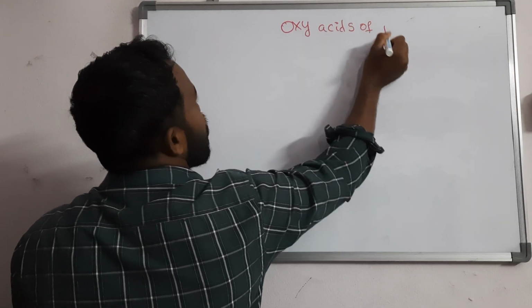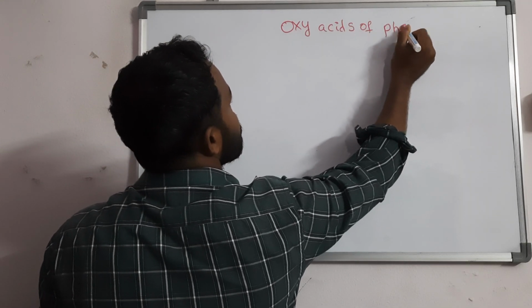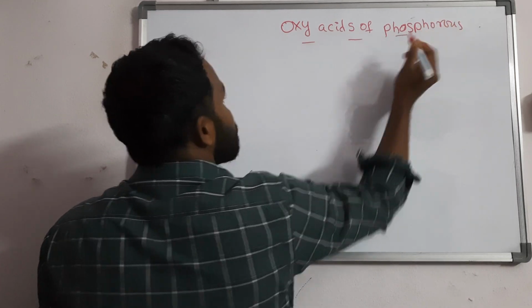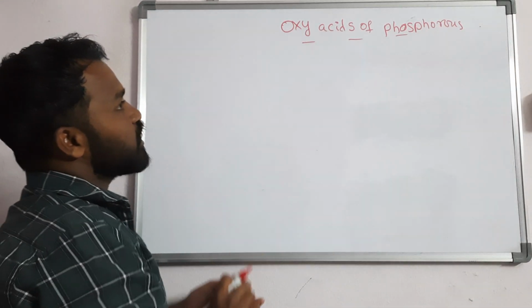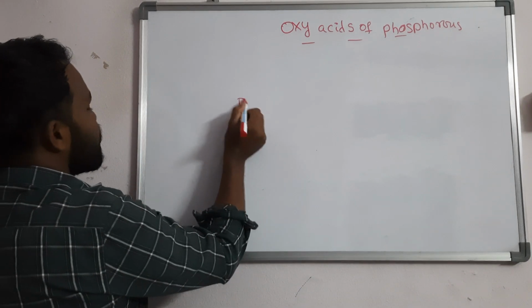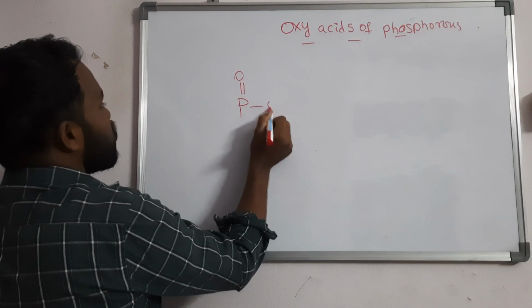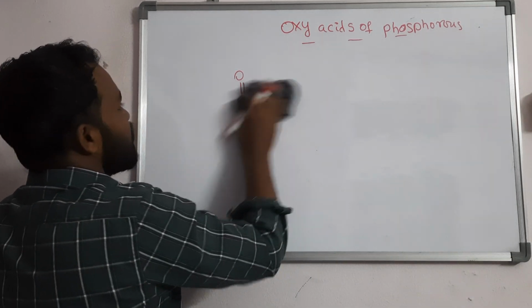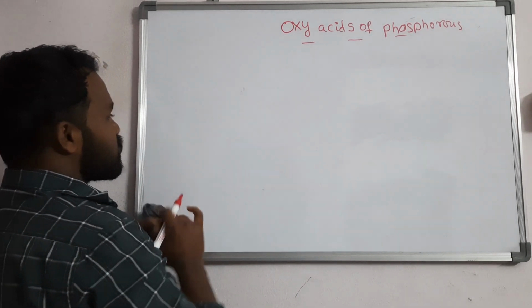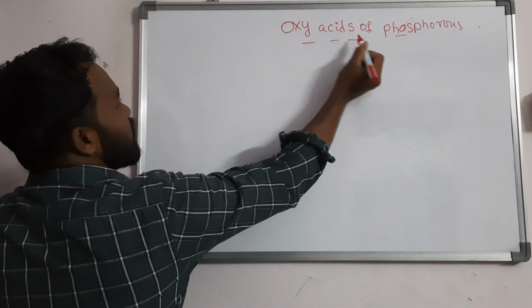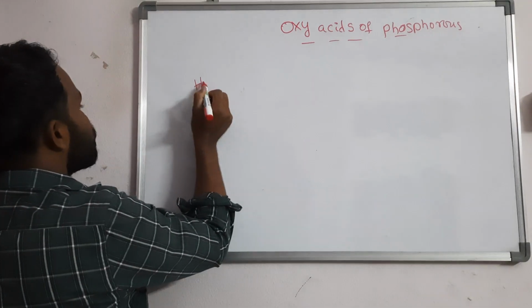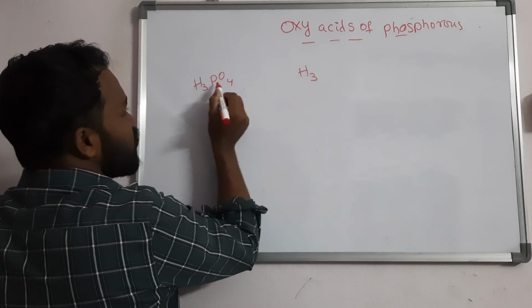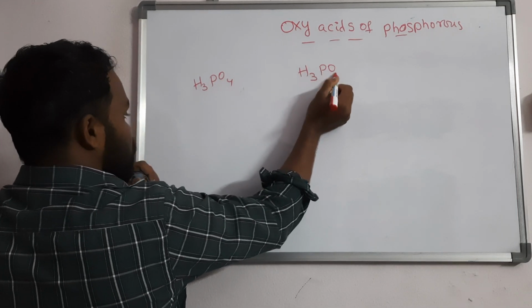Oxyacids of phosphorus. First I am going to give some basic introduction about oxyacids, which contain P double bond O and OH. Already we know that the oxyacids of phosphorus include H3PO4, right? Then H3PO3. If you remove one oxygen from H3PO4, you will get H3PO3.